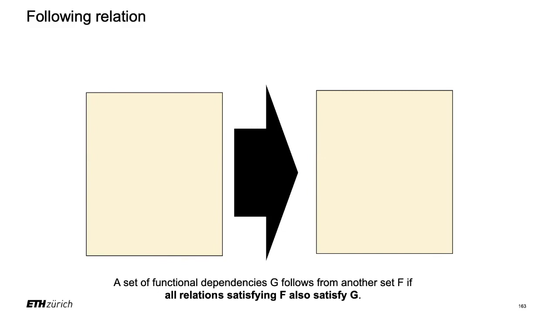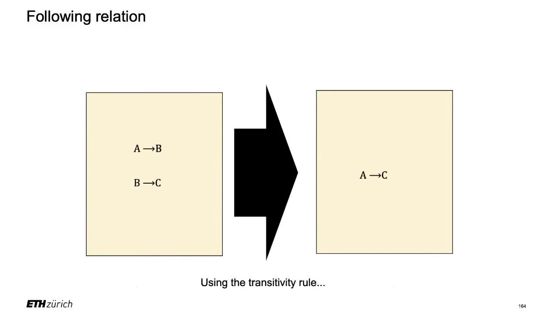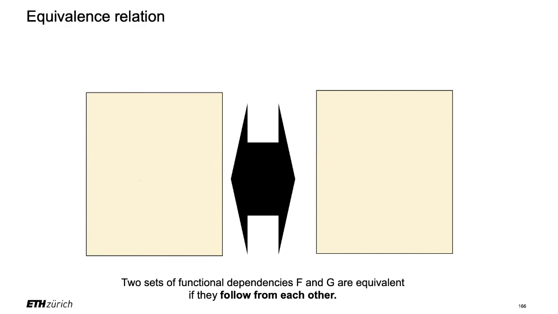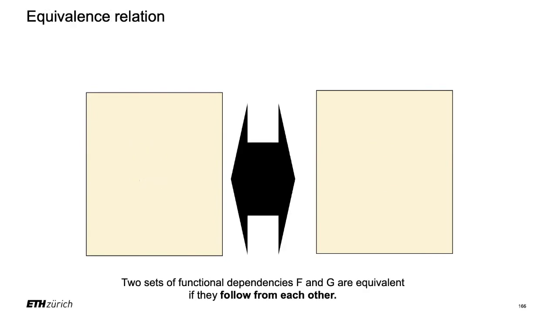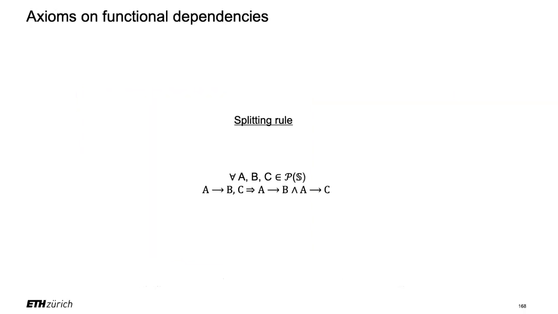Graphically, what's happening is that I can put it visually like that: if I had a set of functional dependencies where A gives me B and B gives me C, then I can conclude that A gives me C. This is just a visual for that. I can also expand, keeping A gives me B and B gives me C and adding A gives me C. I can also keep the old ones. Now, this is a rule of implication. If I have what's on the left and what's on the right, I can also talk about equivalent sets of functional dependencies, if they follow from each other.